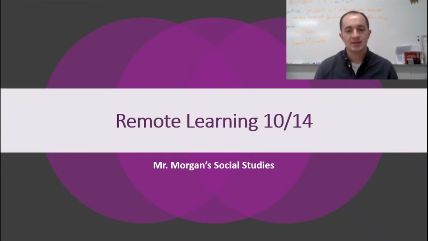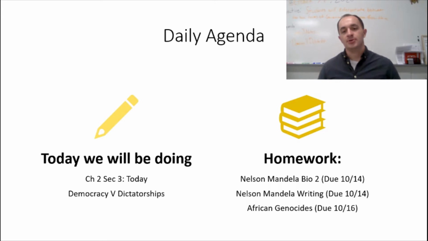So today is Wednesday, 10/14. Today we are going to continue our Section 3 notes talking about the governments that we see in the region of Southern and Eastern Africa. We see two primary governments, and we're going to talk about the difference between those two.